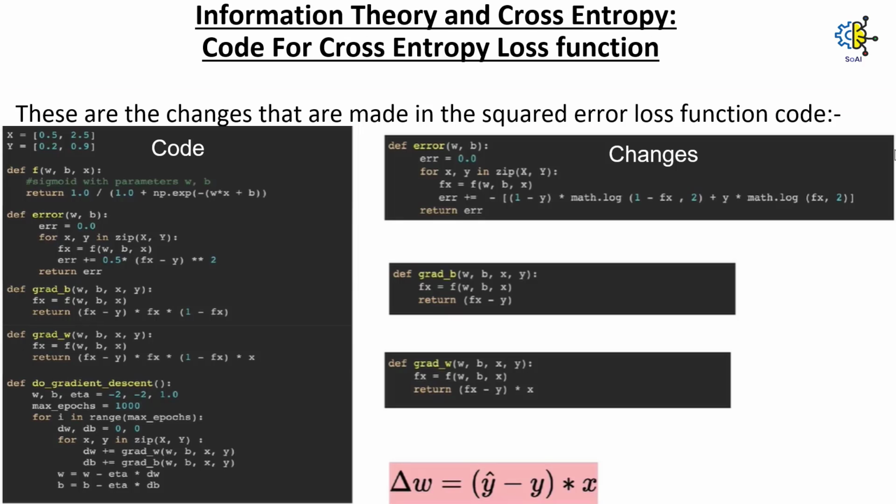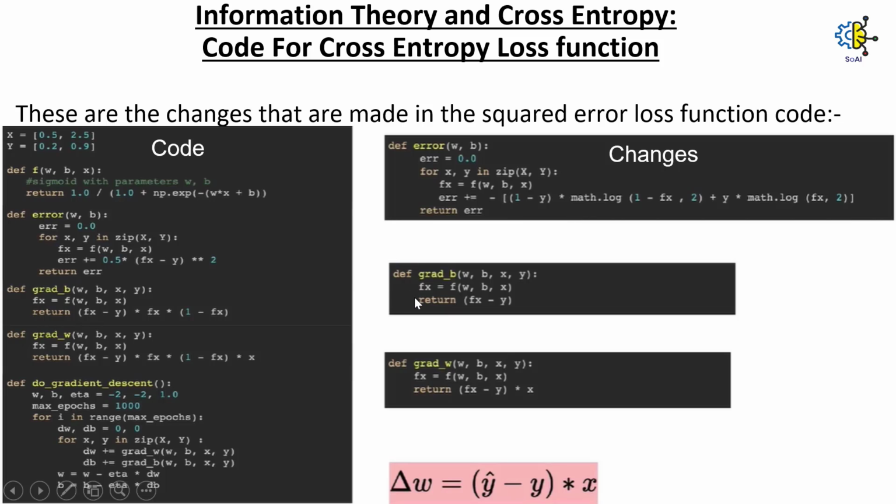Code for cross entropy loss function. These are the changes made to the squared error loss function code from the previous videos. The changes are in the error function, the grad_b function and the grad_w function. Here you can see this statement is changed. We have to replace this statement with this statement, and all the other functions are the same as before.